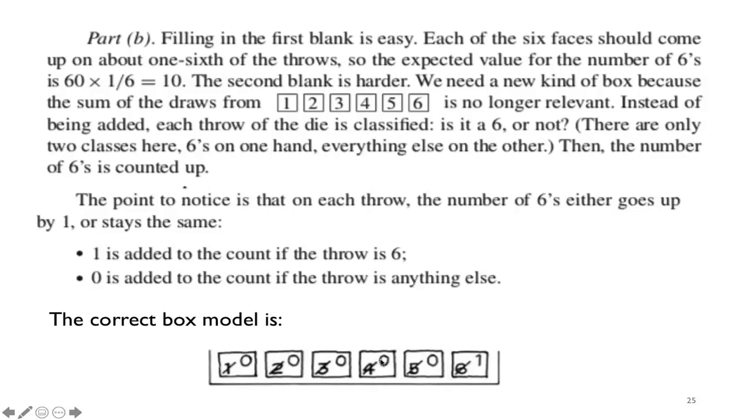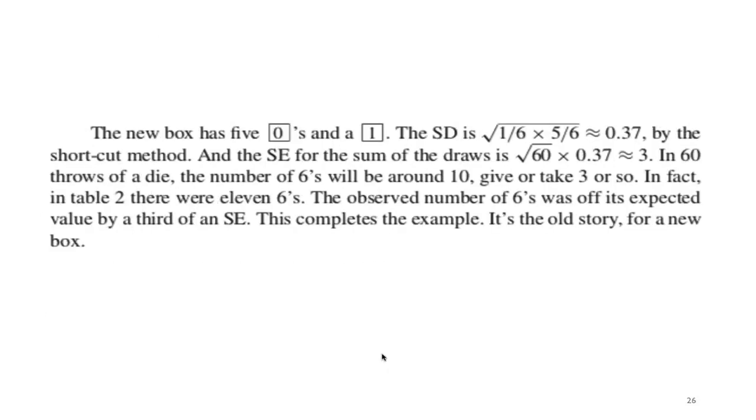So now our box model is 5 zeros and 1 one, because I only get 1 point for getting a 6. If I get anything else, I get a 0 point, because we're trying to figure out the number of times that I get a 6. So with this new box model, the SD is about 0.37, as you can check using the shortcut formula, and then the SE is square root of the number of draws, which is square root of 60 times 0.37, so we get 3. That means if I pick 60 tickets, or if I roll a die 60 times, I expect to get about 10 6s, where the error is about 3, plus or minus 3.